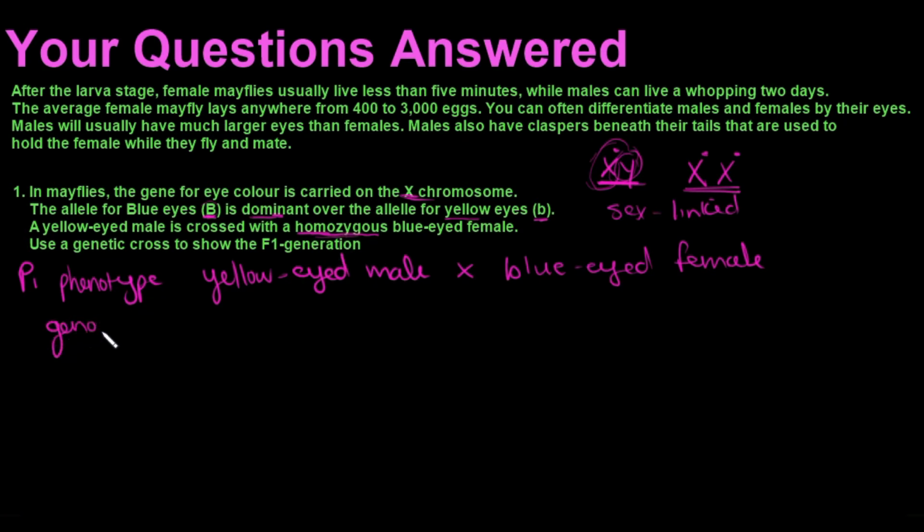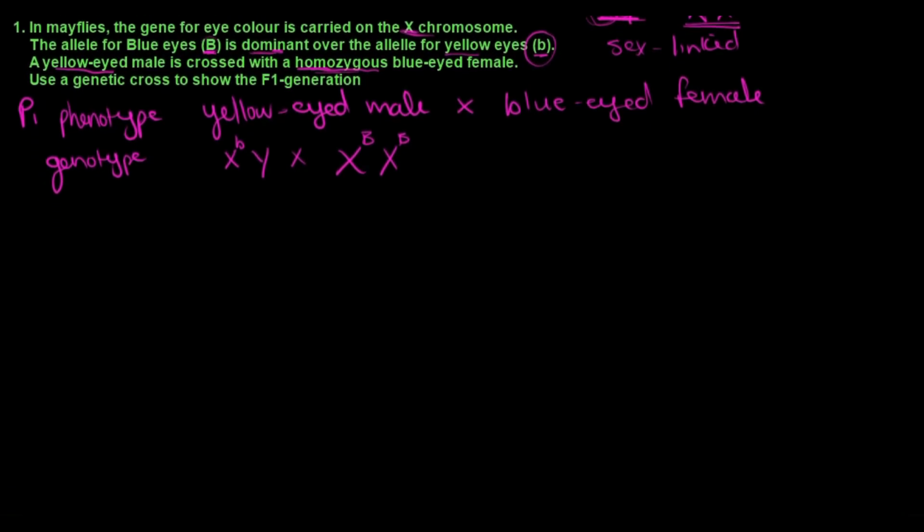So genotype, what does the male look like? Males have XY chromosomes, and it is a yellow-eyed male, which means that he will be carrying the lowercase b, crossing with a homozygous blue-eyed female. So she will have 2 capital B's. Now let's just move the page down.